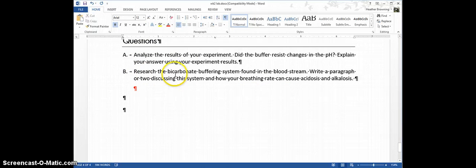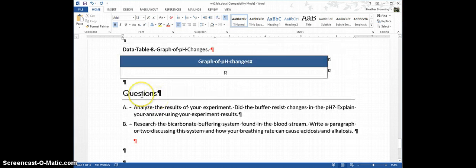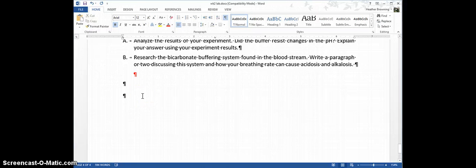And then here is research the bicarbonate buffer system in the bloodstream. Sounds like you will need a reference here, at least one, and write a paragraph or 2 discussing this system and how your breathing rate can cause acidosis or alkalosis, which I should not want to say today. Okay, so that's where you're going to have it. You'll stick a reference page at the end to have your references. So hopefully that helps out.